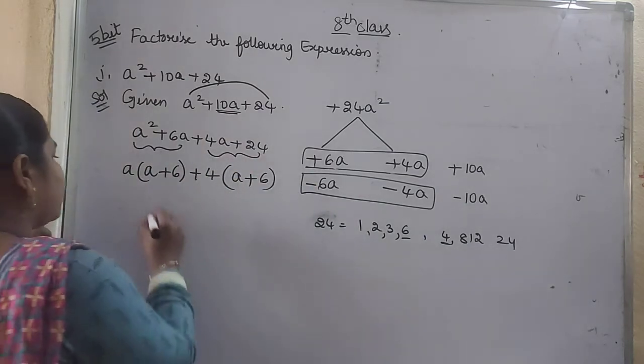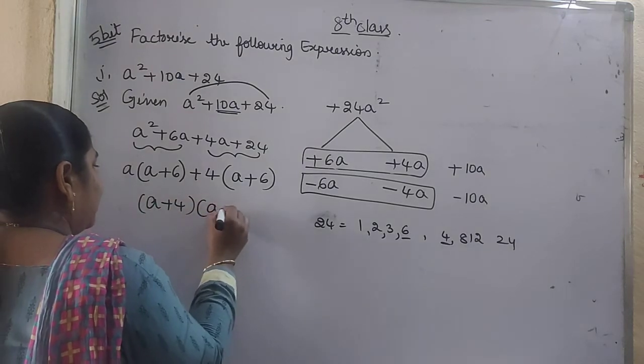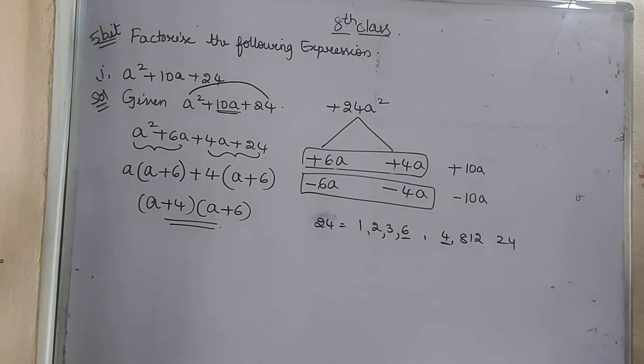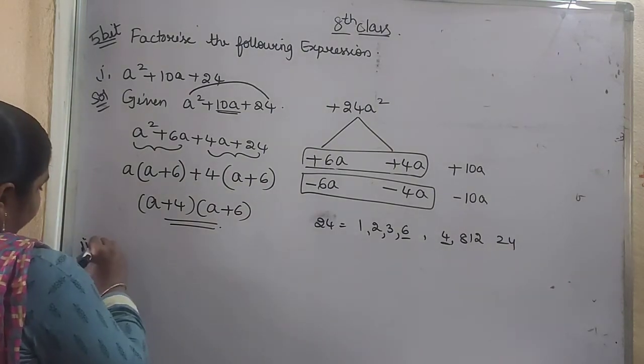So what are the factors now? a plus 4 is one factor and a plus 6 will be the other factor. So what are the factors of a square plus 10a plus 24? That is a plus 4 and a plus 6. So this is our first bit.